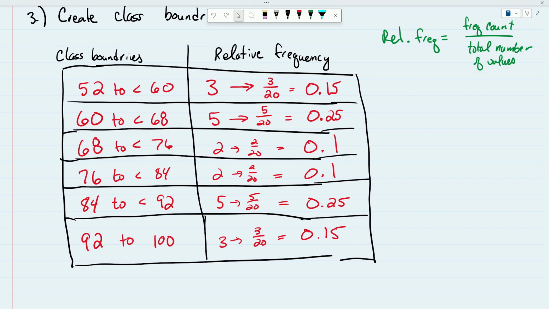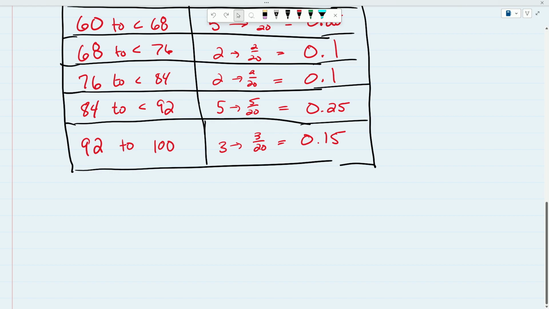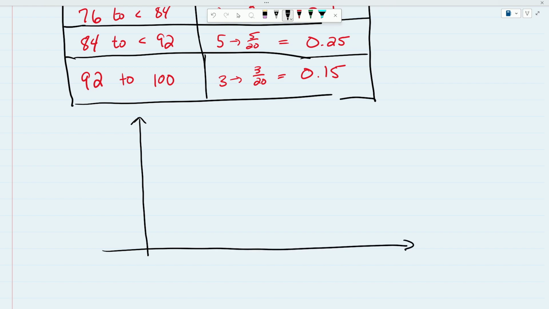So now that we have our relative frequency distribution here, how do we actually create a model or a table or a graph? And it's going to be very simple. So the first thing we have to do is construct an XY axis, and along the X axis, it's always going to be the number.